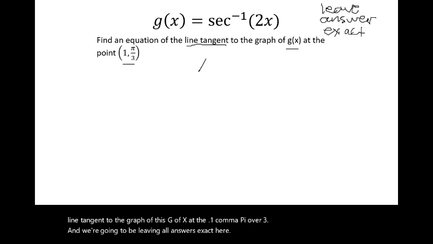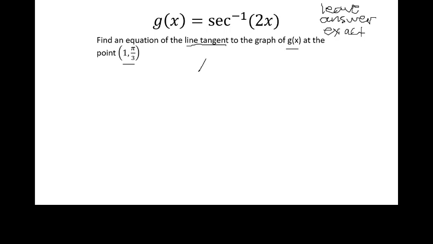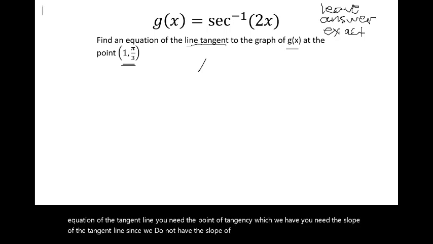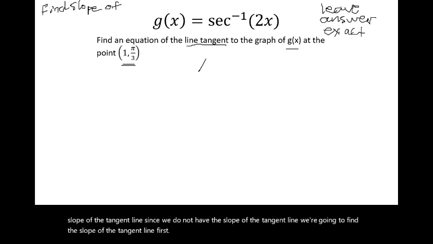Now, finding the equation of a tangent line involves derivatives. So to find the equation of the tangent line, you need the point of tangency, which we have, and you need the slope of the tangent line. Since we do not have the slope of the tangent line, we're going to find the slope of the tangent line first. And since we are going to make sure that our answer is exact, we're going to find the slope of the tangent line by hand. So to find the slope of the tangent line, you start with taking the derivative.